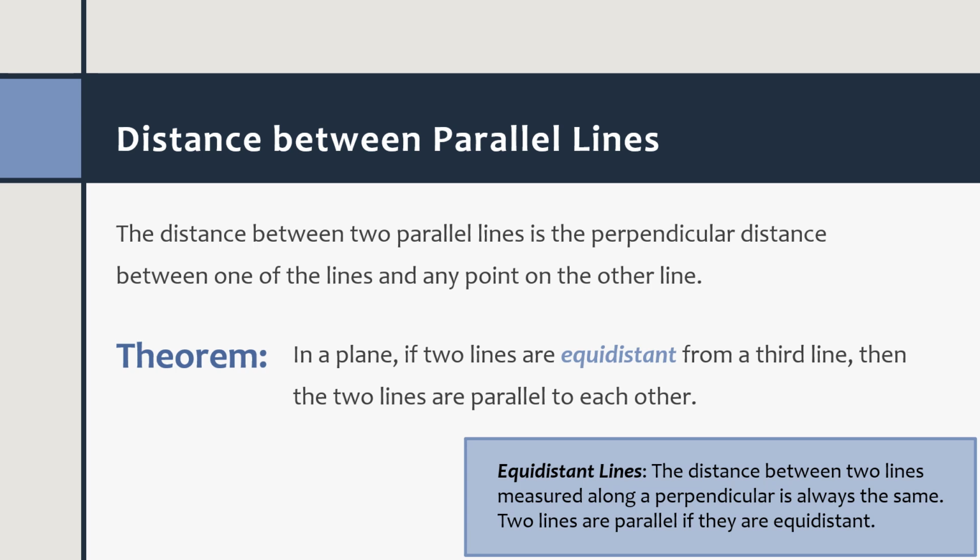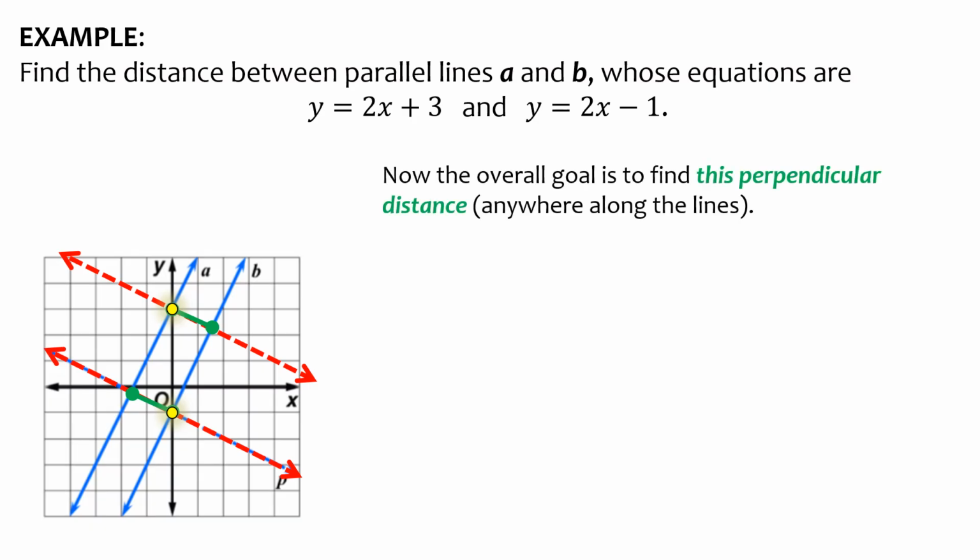Now, lines are parallel if they are equidistant, and you could really phrase this as an if and only if, or a biconditional. Lines are equidistant if they are parallel. Okay, so we're going to look at an example of finding the distance between two parallel lines. Here, those lines are A and B, and we start out with their equations. Notice, of course, we have the same slope because they are parallel lines, different y-intercepts.